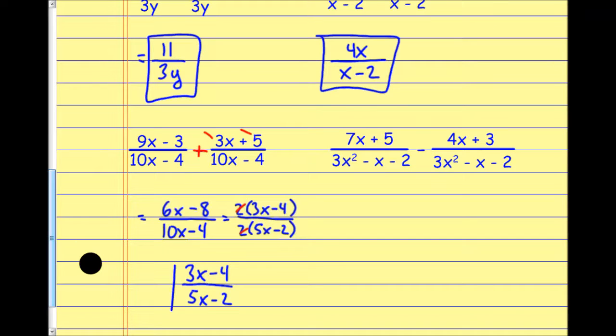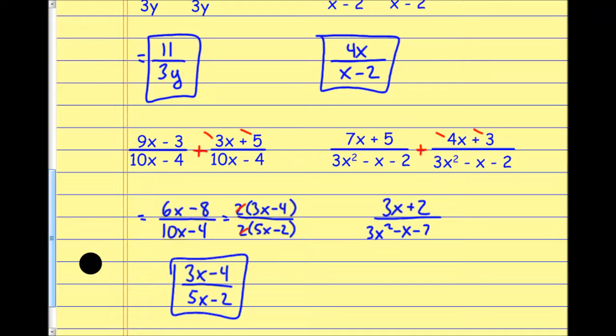And that's it. If I look at the next one, again, I already have common denominators. I would change this to adding the opposite. And now I combine these like terms. That's going to give me a 3x and a plus 2 when I add these together. The denominator is going to stay exactly the way it is. That's the 3x squared minus x minus 2.